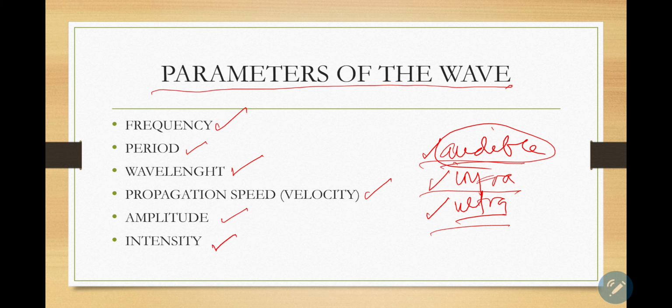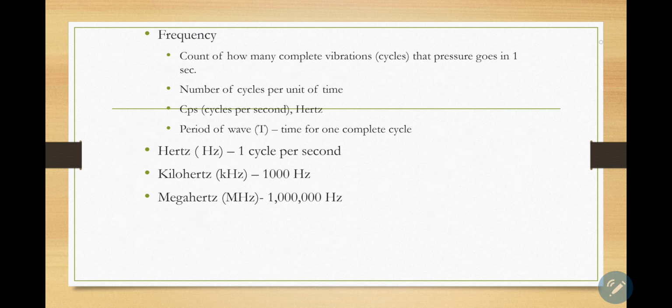Okay, before I discuss them one by one, please remember that the waves are affected by the type of medium where they travel. Okay, so the frequency, period, wavelength, speed, amplitude, and intensity will greatly be affected by the type of medium where the sound waves will travel. Let's talk about frequency. So what is frequency, class? Frequency is actually the number of times the cycle is repeated per unit of time.